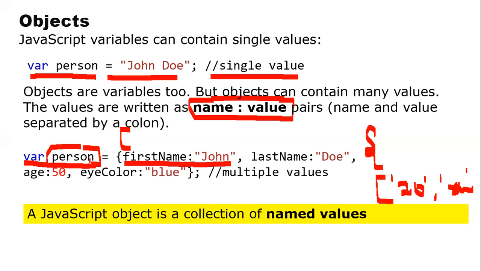So properties are nothing but attributes. For example, when you talk about a person, you talk about the attributes of a person. Maybe the name of the person, the eye color, the age of the person, the height of that particular person. These are what you call the properties, or the attributes.